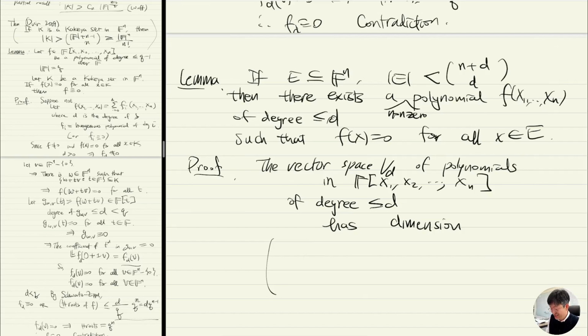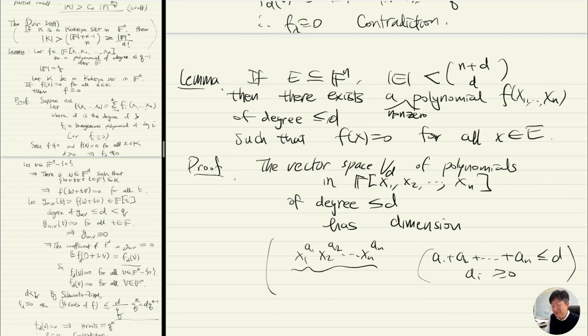It's the number of ways to choose monomials like x1 to the a1, x2 to the a2, up to xn to the an. I need to select these a_i's whose sum is at most d, and each a_i is at least 0. So what is the number of ways to choose integers a1 up to an so that these two inequalities are true? You have n minus 1 plus signs and d ones. Then I take a permutation of these symbols, ones and pluses, and any permutation gives me a monomial, or choice of a_i's.